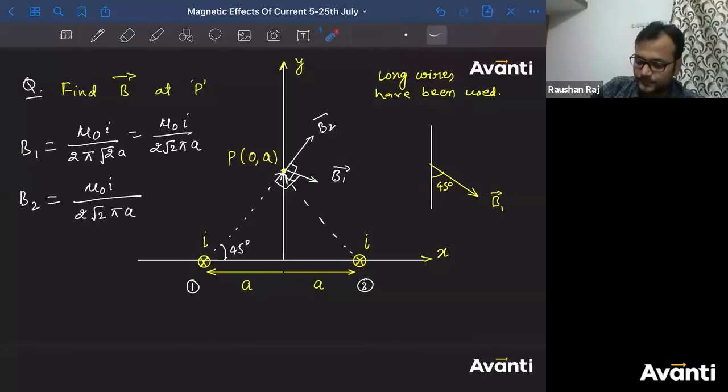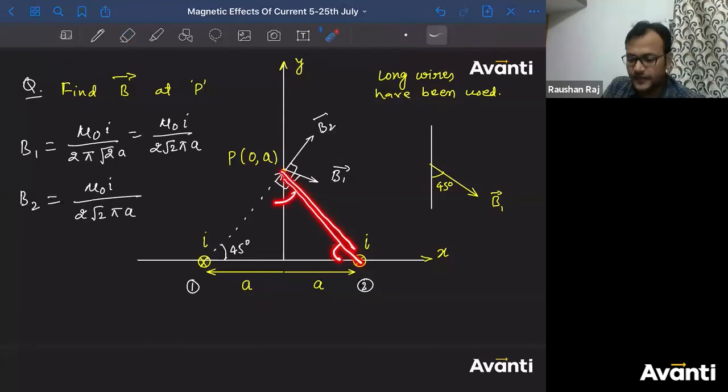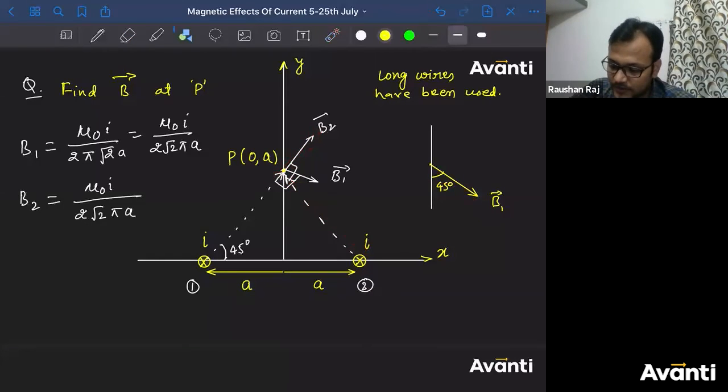What about B2? Draw a line which is making, if this is 45, this will also be 45. So this line is parallel to B1, and B2 is perpendicular to this. So B2 will be perpendicular to B1 here. So this is B2 and this angle is 45.